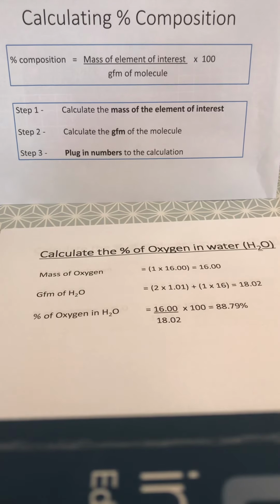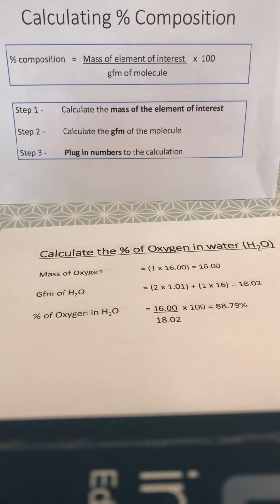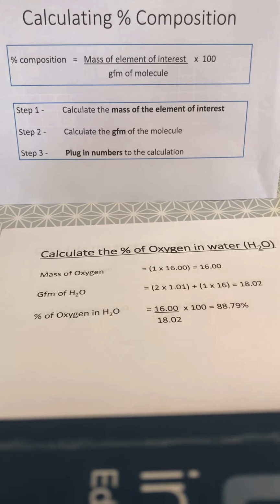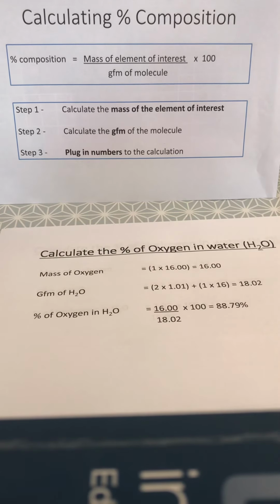To work out the percentage of oxygen in water, we then plug in our numbers to our calculation. So 16 divided by 18.02 times 100 gives us 88.79%.